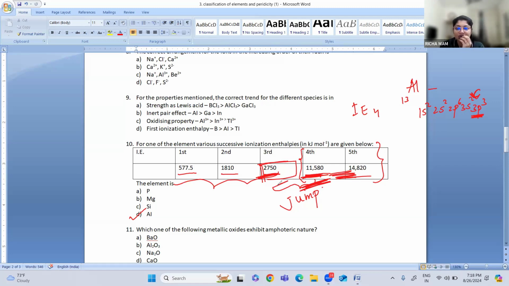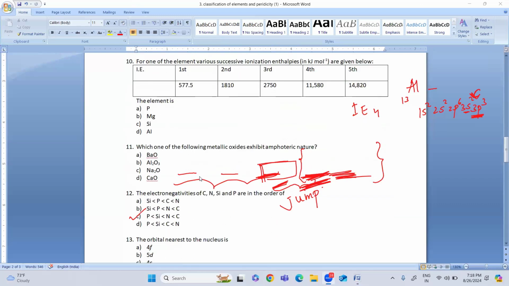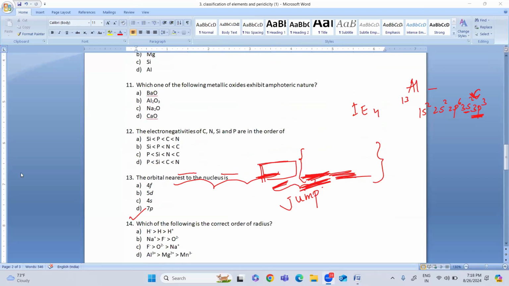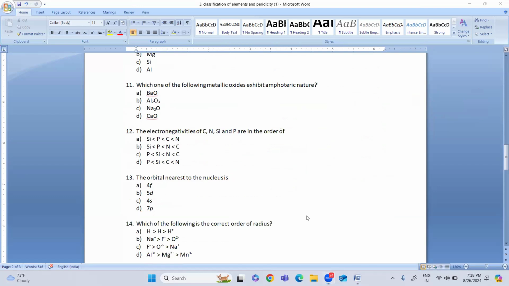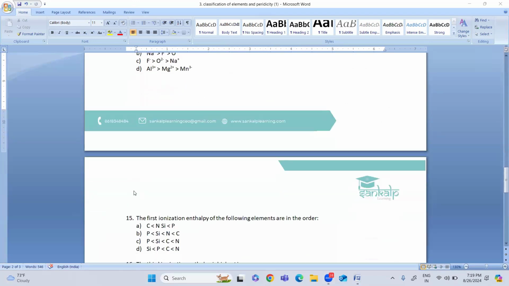The element is having three valence electrons. After the three electrons are removed, when you are removing the fourth, the energy required is higher. So ionization enthalpy is highest in this case. So option D, aluminum. Is it clear? Understood these questions on ionization enthalpy? Any doubts up to here? So we are trying to solve many such questions based on ionization enthalpy, because it is a very important concept. So I have tried to solve many questions on that.